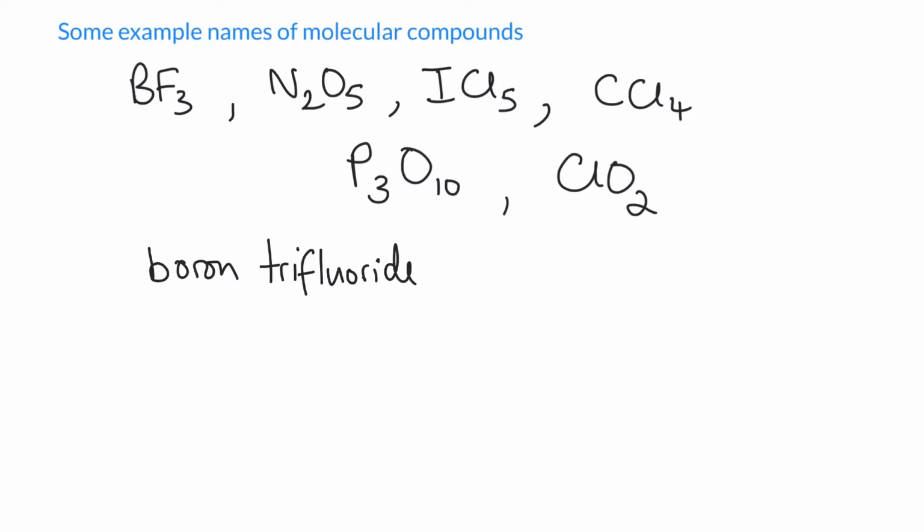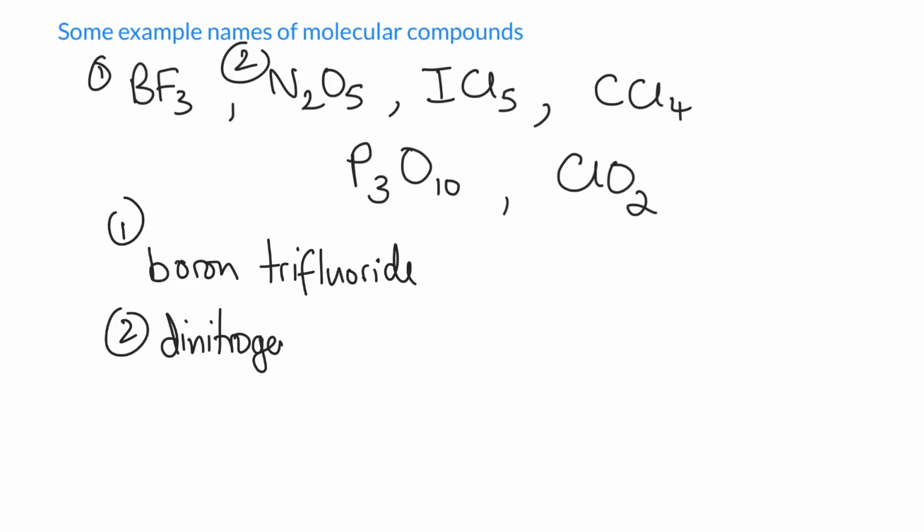I should probably number these, right? So there's one. If we went to 2, so N2O5, there's 2 nitrogens, so that is dinitrogen. And there's 5 oxygens, so that's penta. But pentaoxide is kind of annoying, so we would just write pentoxide. We'd leave off that last A.